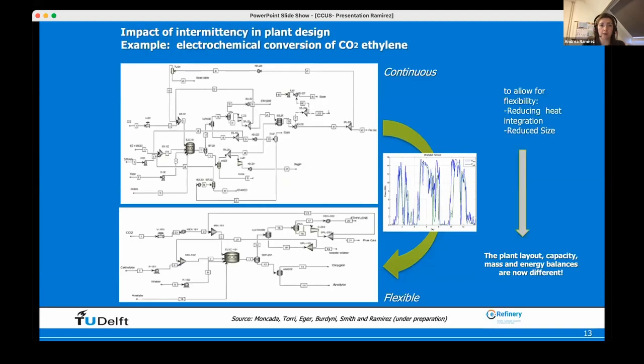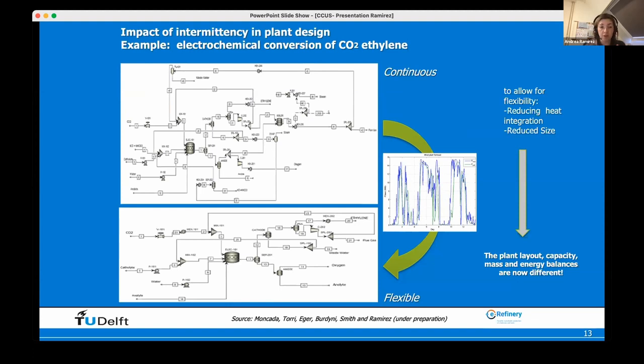And that is part of what I'm trying to show here: work we are doing in process design in my group, trying to understand how we can design maybe more flexible chemical processes than we have today. But that flexibility when you design it, and this is an electrochemical conversion of CO2 to ethylene, comes at a cost somewhere. It's a trade-off.